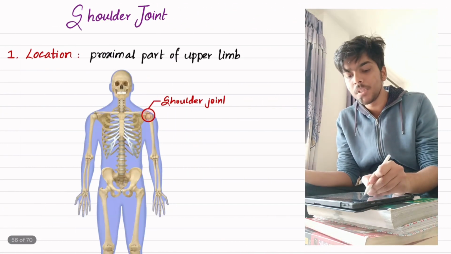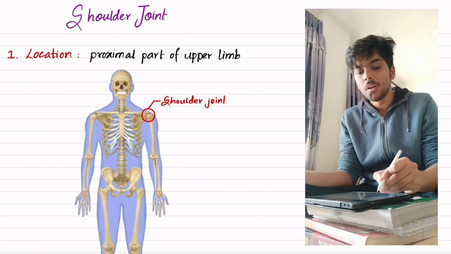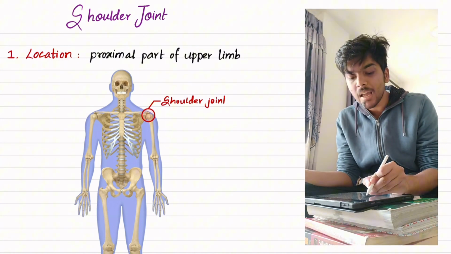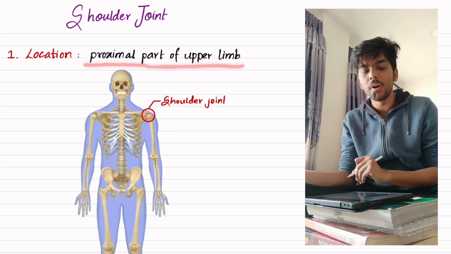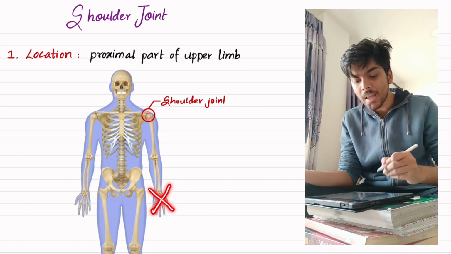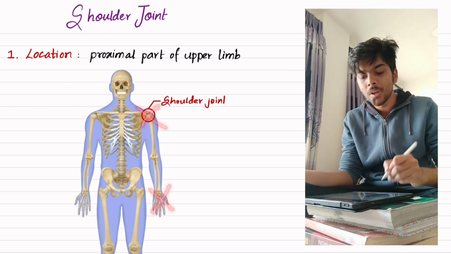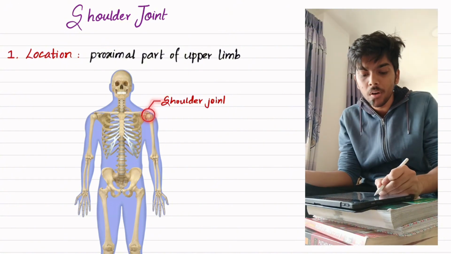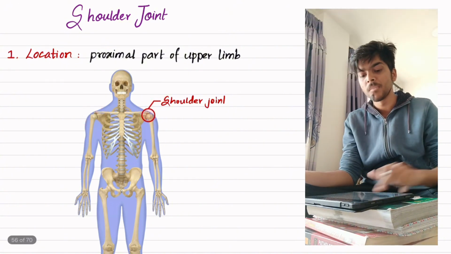For today, we have the shoulder joint. The location of the shoulder joint. Shoulder joint is present at the proximal part of the upper limb. So this is the upper limb. Here's the distal part and here's the proximal part. The proximal part of the upper limb contains the shoulder joint on both sides.